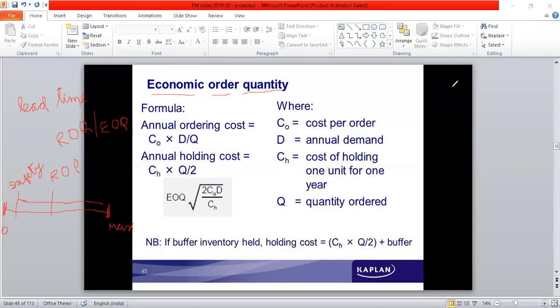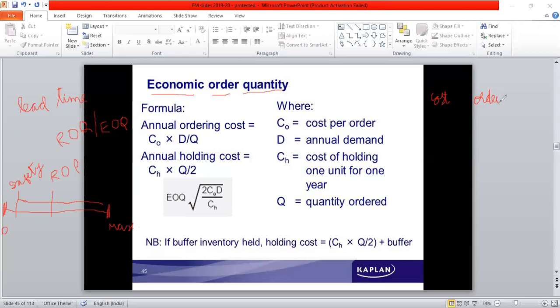For inventory, broadly speaking, there are three costs which are incurred. The first one is the cost of material. Every time an order is placed, there is the ordering cost, the cost of the order.